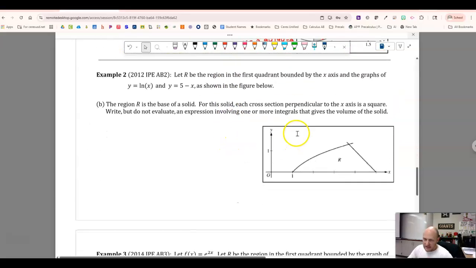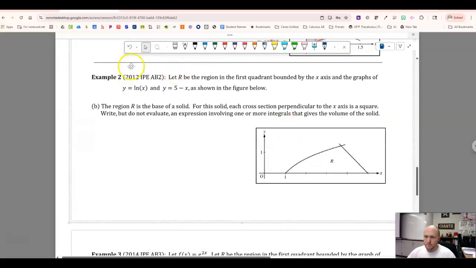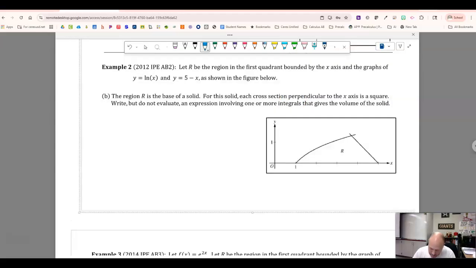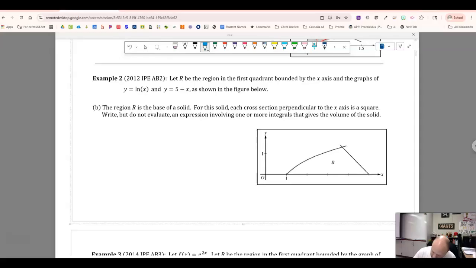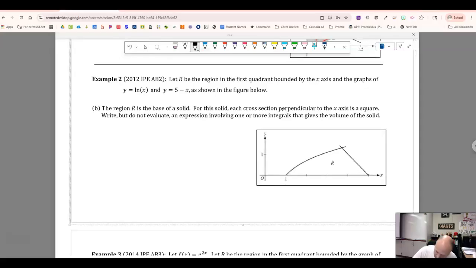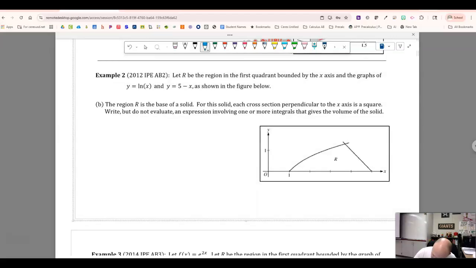Let's look at example number 2. This is also a calculator active question. They say let R be the region in the first quadrant bounded by the x-axis and the graphs of y equals ln of x and y equals 5 minus x, as shown in the figure below. They don't tell us which one is which, but it's fairly easy to see that here is our natural log function, and here is our negative linear function.